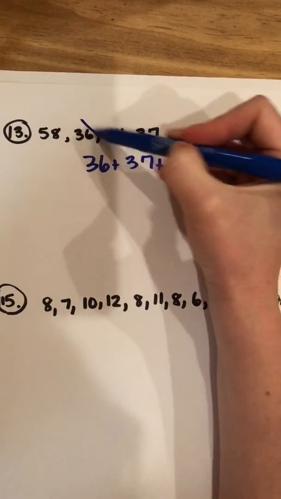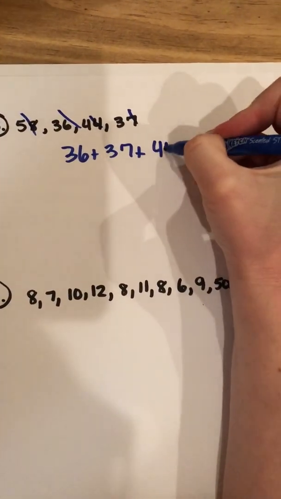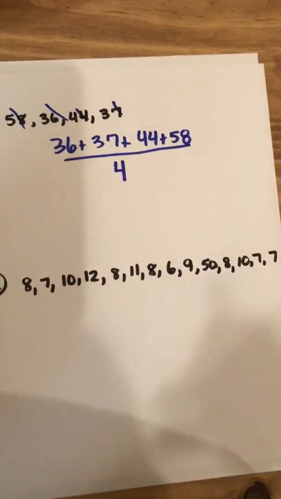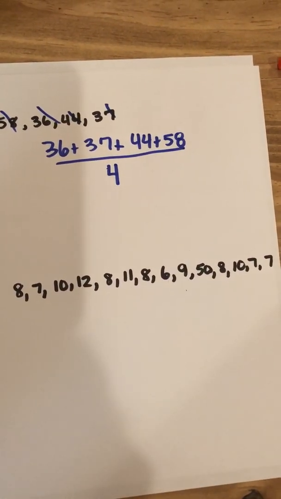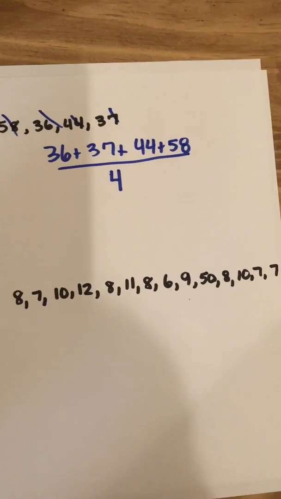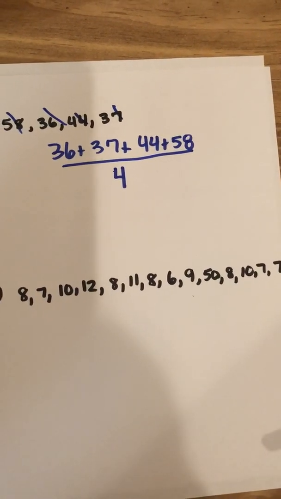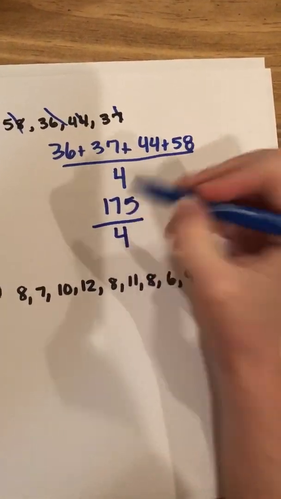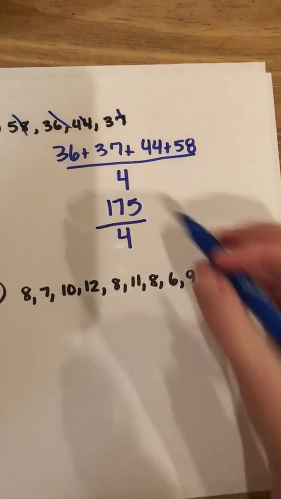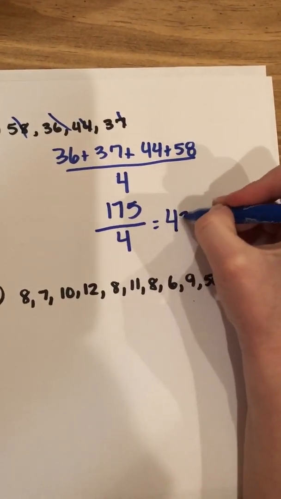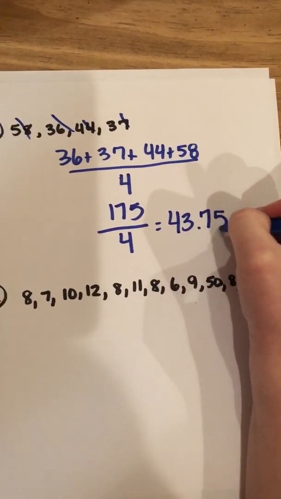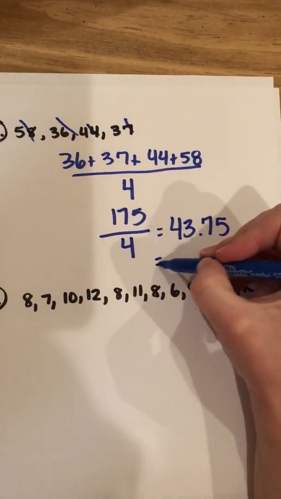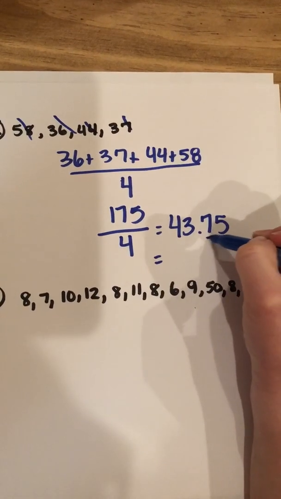I'm just going to put the plus sign in the middle of them. 44, 58, and there's 4 of them, so I'm going to divide by 4. 36 plus 37 plus 44 plus 58. Again, if I'm going too fast, just pause the video and get your notes down. You should be doing these with my video. So 43.75. So the average, I told you, you should go to the nearest tenth.